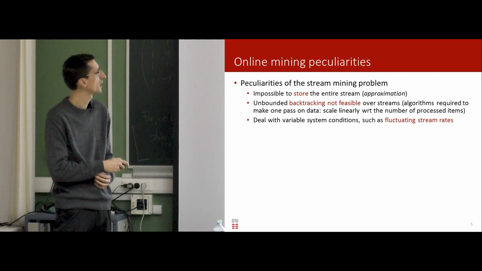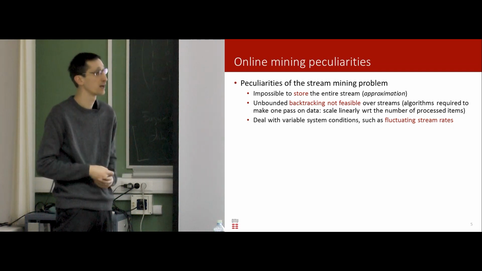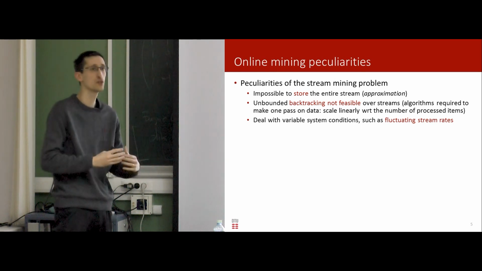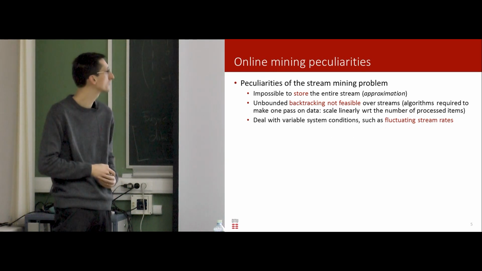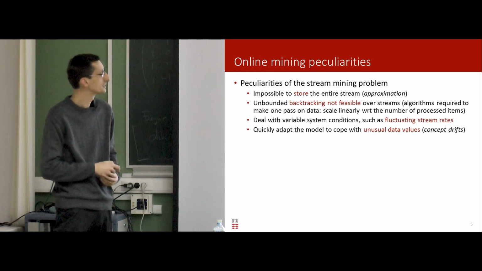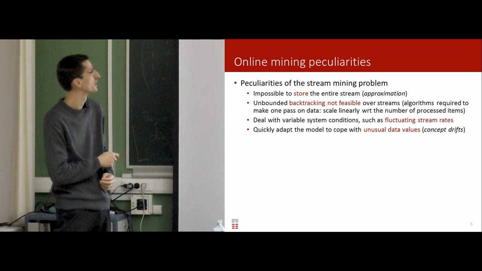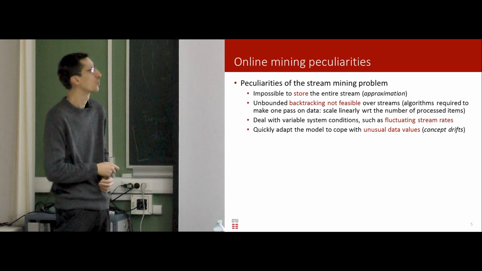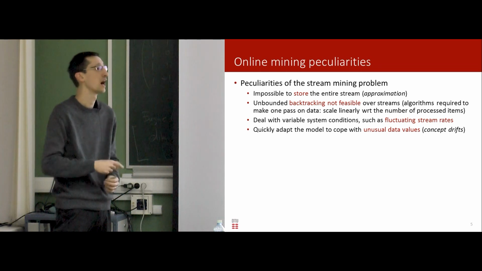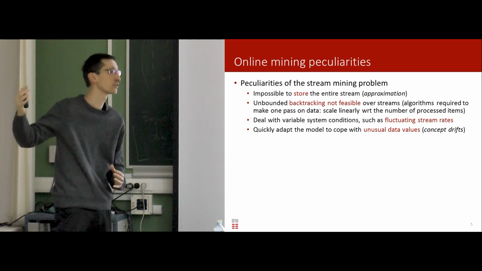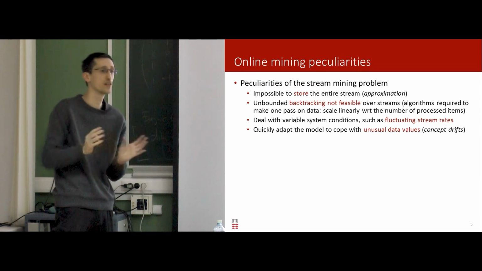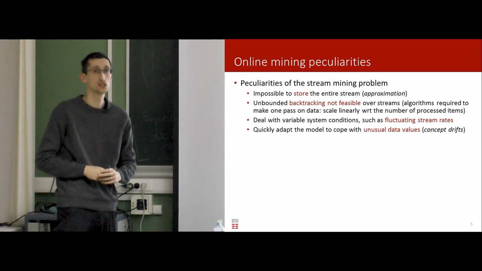As we also said, we have fluctuating stream rates. So the system has to, from an implementation point of view, cope with that as well. And since the stream is assumed to be infinite, that's the first point here, we have to assume that sooner or later our stream will change. So the source of information that is emitting our events sooner or later will be different.